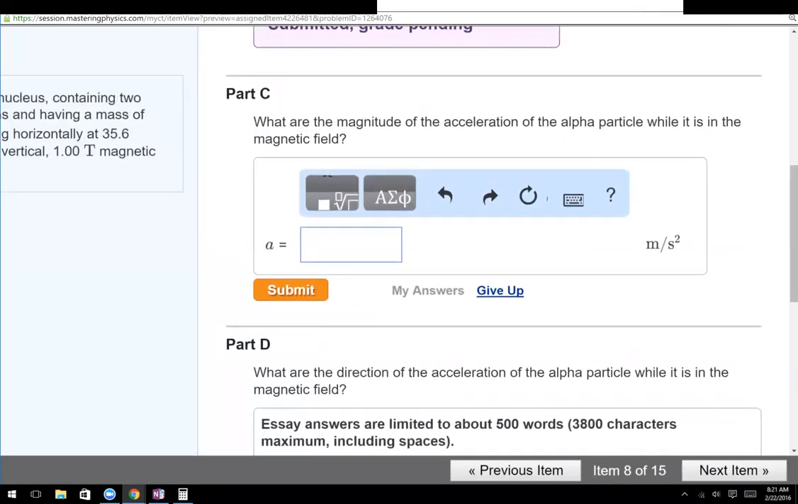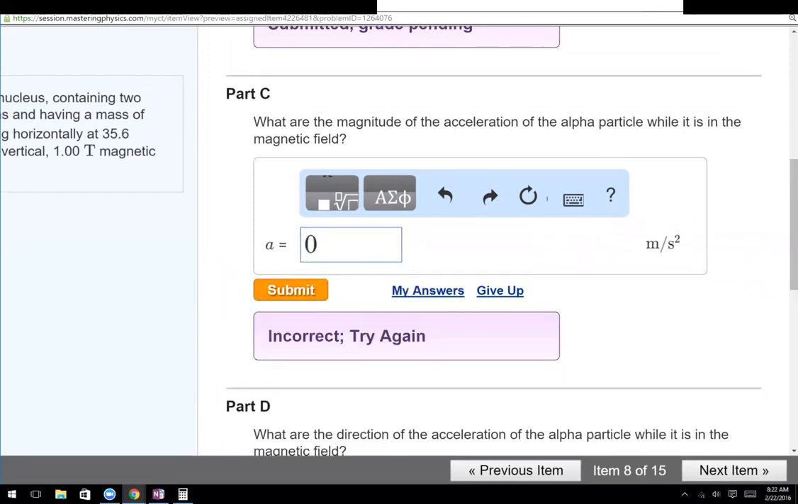What's the magnitude of the acceleration of the alpha particle? First of all, we just said the speed doesn't change in the last part, right? Doesn't that mean the acceleration is 0? Think so? No, it's not 0.